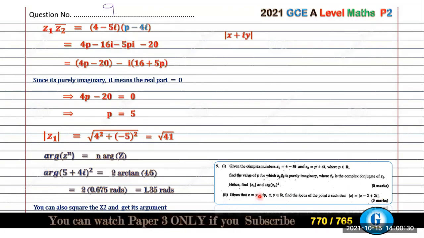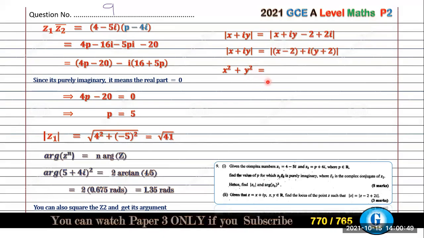We have been told that Z is equal to x plus iy. So the modulus of x plus iy should be equal to the modulus of x plus iy minus 2 plus 2i. On the right-hand side, we will have x minus 2, that's the real part, plus the imaginary part, i into y plus 2. Now the modulus for the left-hand side, I have x squared plus y squared square root, but there is no need to put the square root because we take the square root on both sides, we still have to cancel it out. So we have x squared plus y squared equal to x minus 2 squared plus y plus 2 all squared.